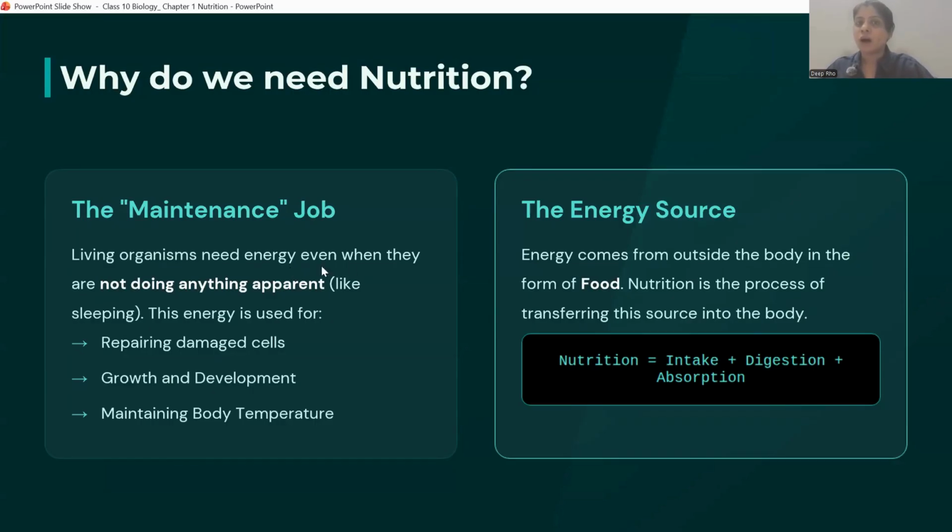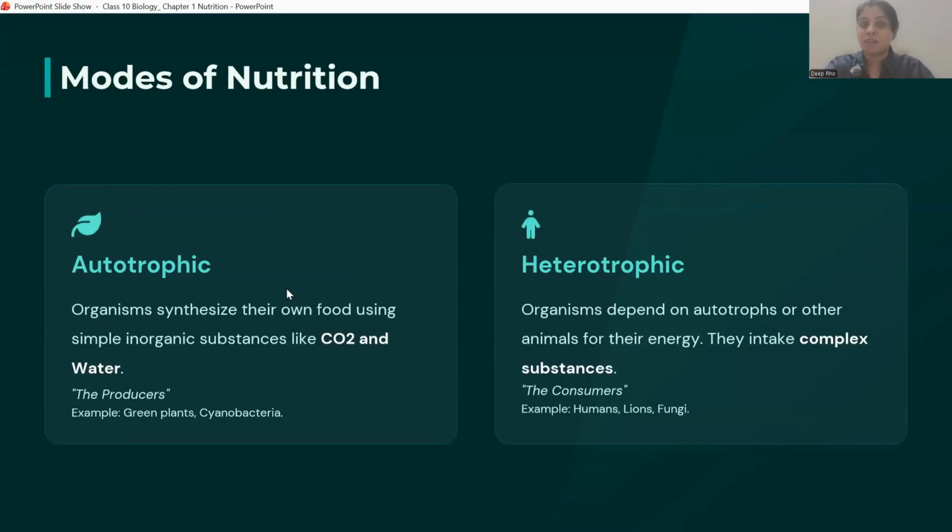So how are we taking food, and how do we utilize it? The energy comes from outside the body in the form of food. Nutrition is the process of transferring this source into the body. So it is intake, digestion, and how this food is going to give us energy. This is all nutrition. Let's start this topic.